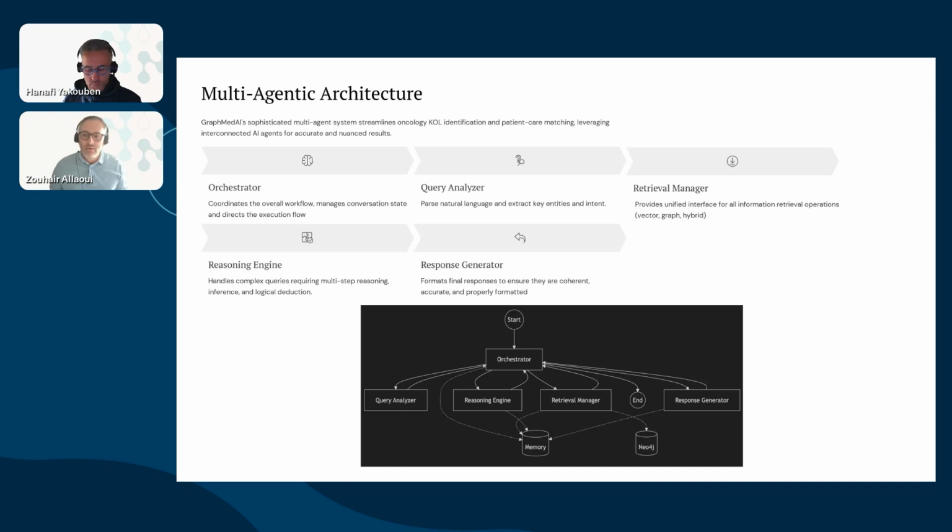And we also have the retrieval manager, which has some tools to query the graph database and extract the necessary information to answer the user question. We also have a specialized agent that is doing multi-step reasoning for complex questions, and at the end we summarize all this through the response generator agent, which will provide the final answer to the user.